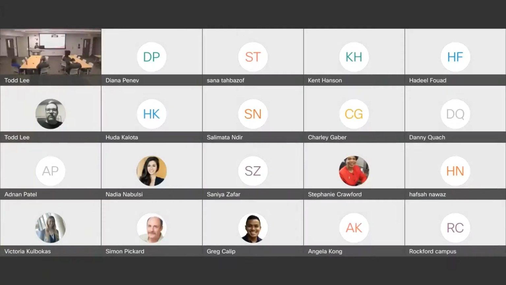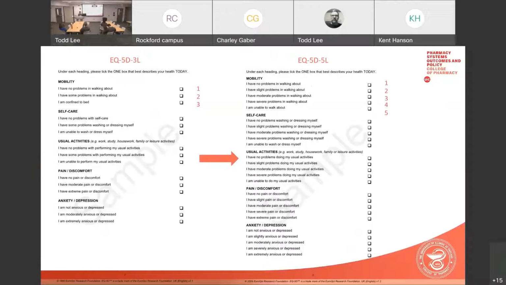Categories, ranging from no problems, then slight problems, moderate problems, severe problems, or extreme or unable to. And these responses are coded such that the higher level or higher response option means a greater amount of problems in that dimension. So the EQ5D instruments are the most widely used in assessing health-related quality of life for use in cost-effectiveness analysis. That's where you primarily see these utilized.